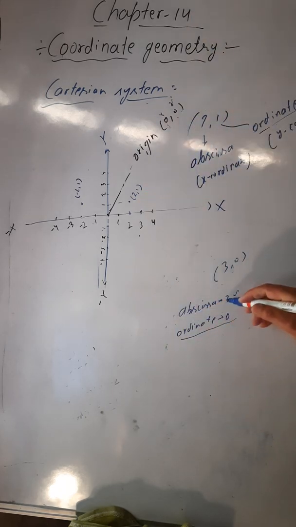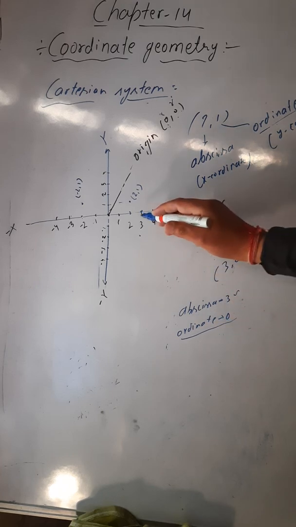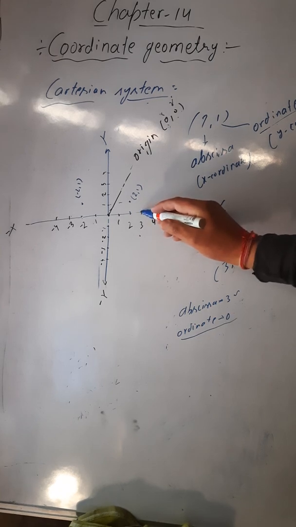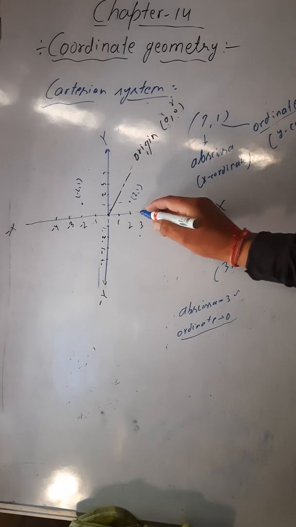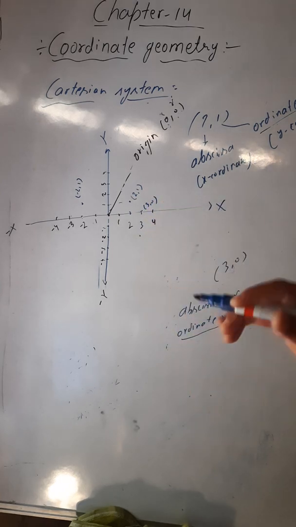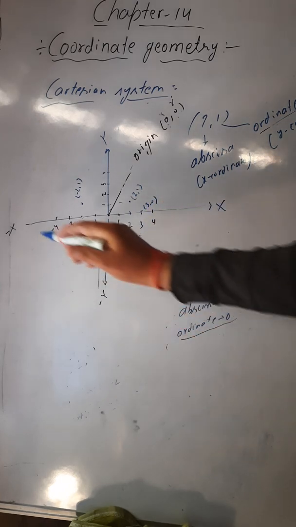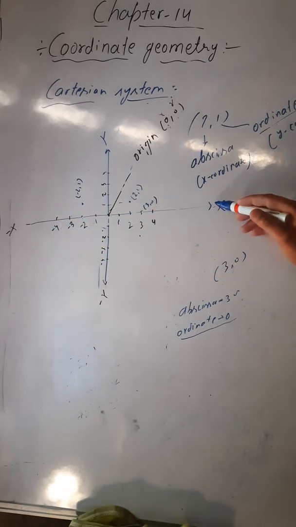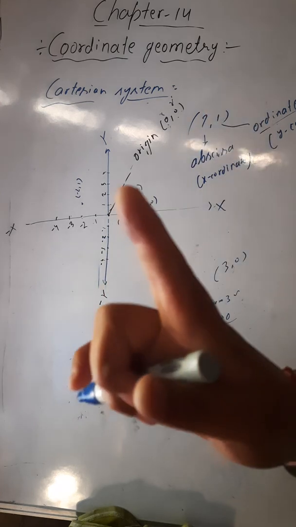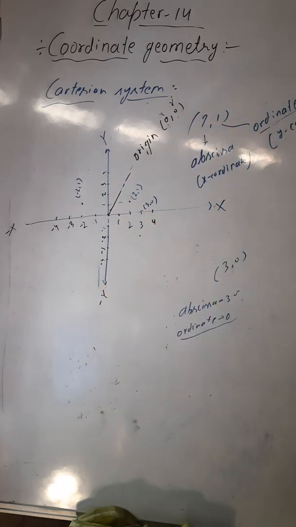Because the abscissa is 3 here, and the y coordinate is 0, the ordinate is 0 here. So there is no need to move along the y-axis now. Only along the x-axis you will move 3, along the y-axis you will not move. So this point will be 3, 0. Are you getting this? Good. Wherever you are on the x-axis, the y coordinate is always 0.